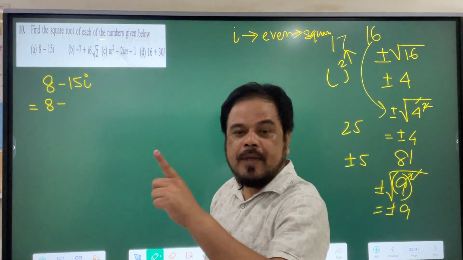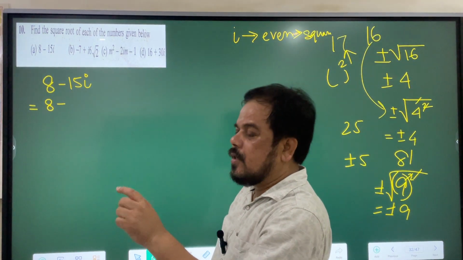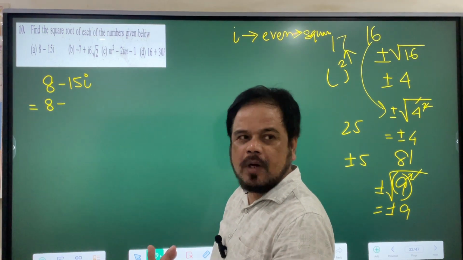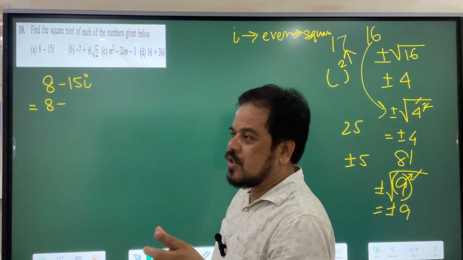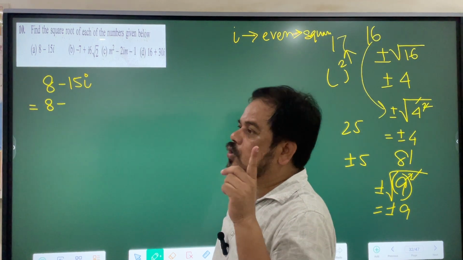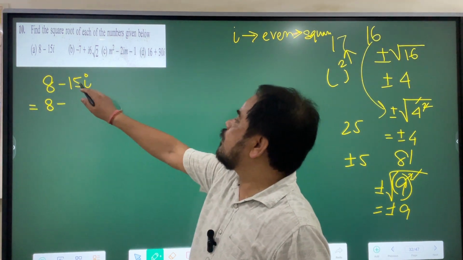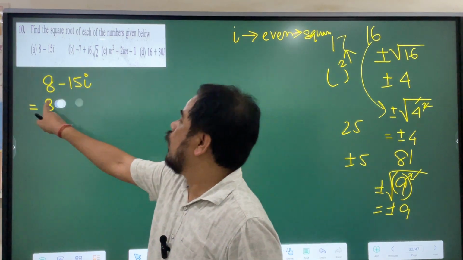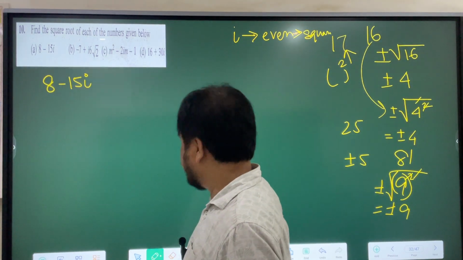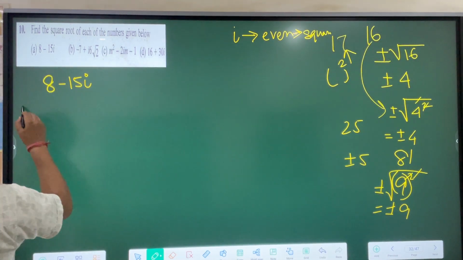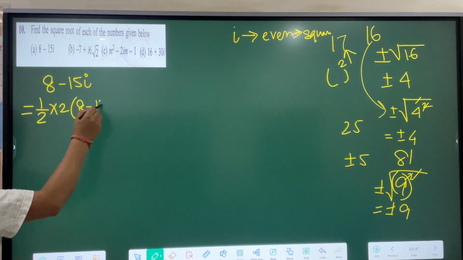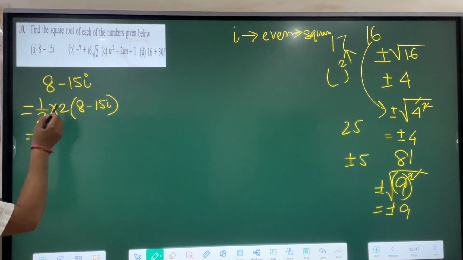Why? Because of 2ab, twice ab. For a square we need twice ab. A plus b whole square needs 2ab, and a minus b whole square also needs 2ab. So 2 is required. Here 15 is there, and we cannot make it 2. So what will we do? We will multiply in this way, so that the calculation stays the same.